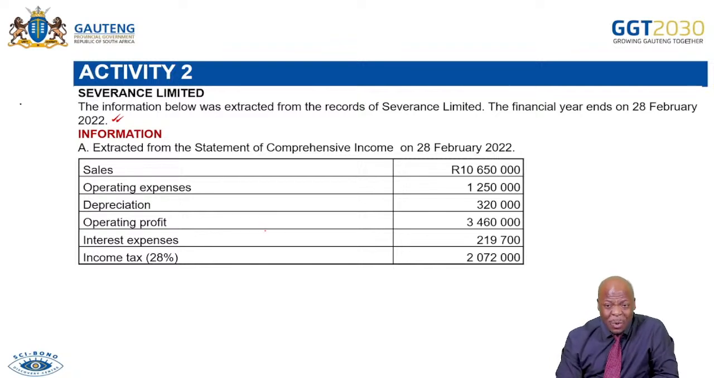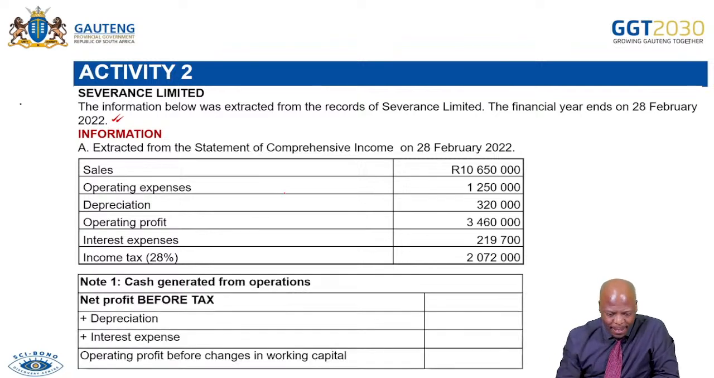I think already now we know what to do once you're here. This becomes easy now. All right, so here we need net profit before tax. But what are we given? We're given income tax, which is 28%. What must I do now?